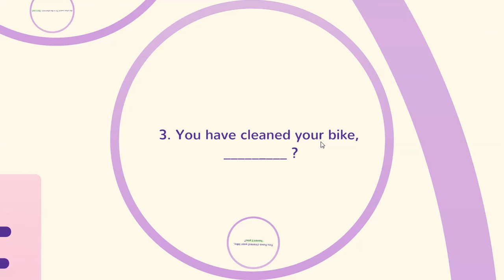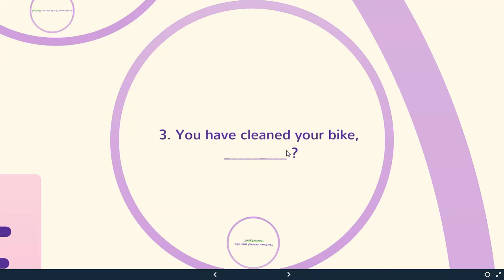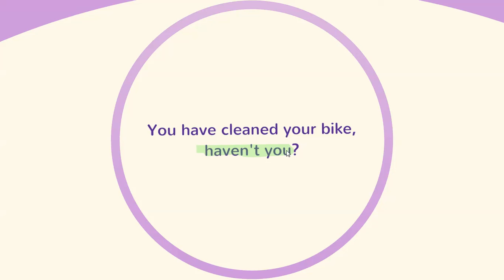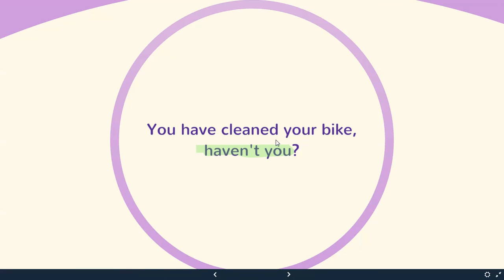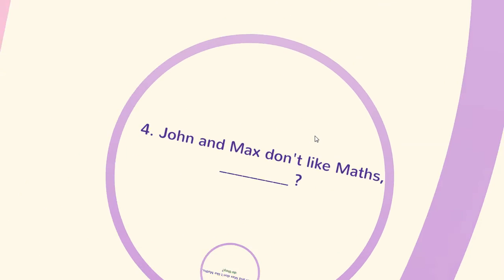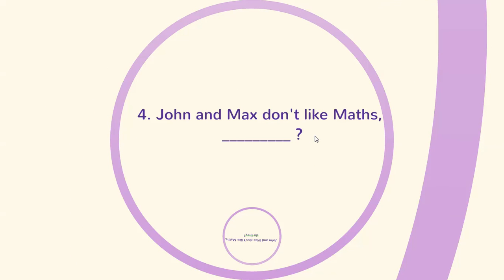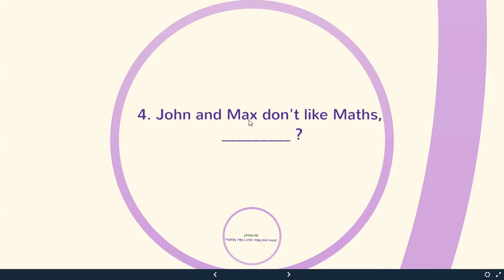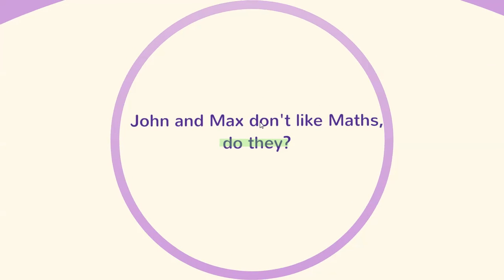You have cleaned your bike, haven't you? The second one: John and Max don't like maths. So we have don't, a negative sentence. So the answer should be do they, a positive one.